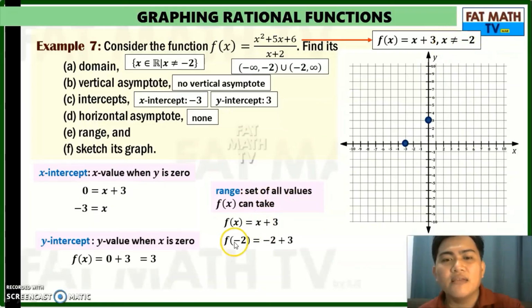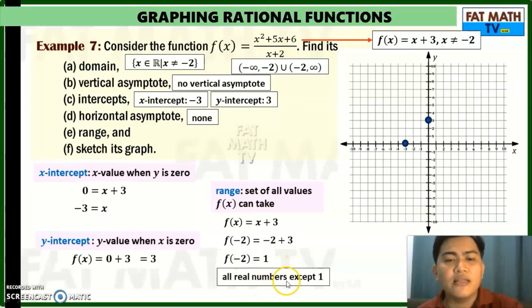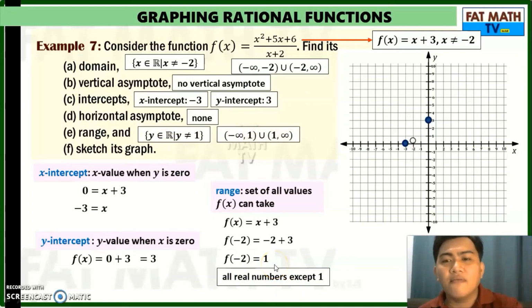So it can be any real number, except of course for the value of y when x is negative 2. When x is negative 2, the value of y is negative 2 plus 3, which is 1. So this 1 is not included also in the range. So the set of all real numbers except 1 is the range of this function, and the graph looks like this.